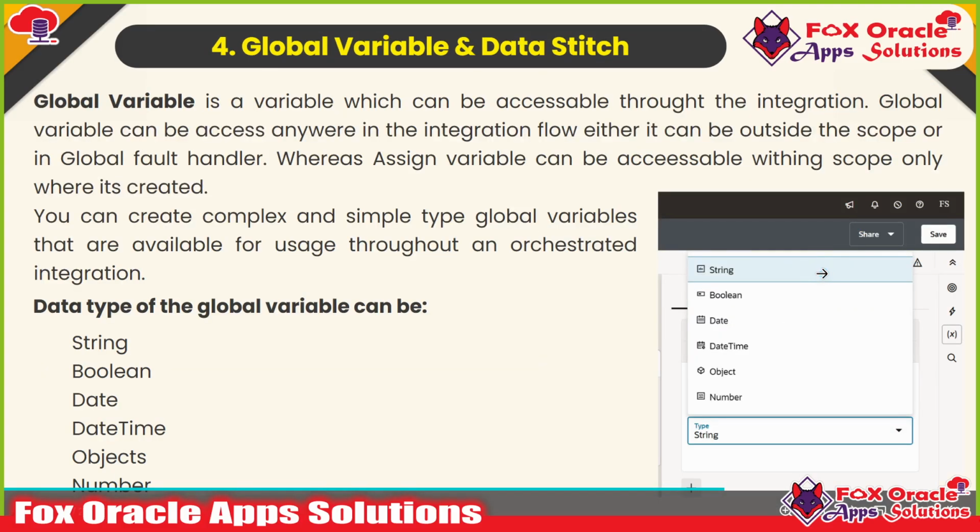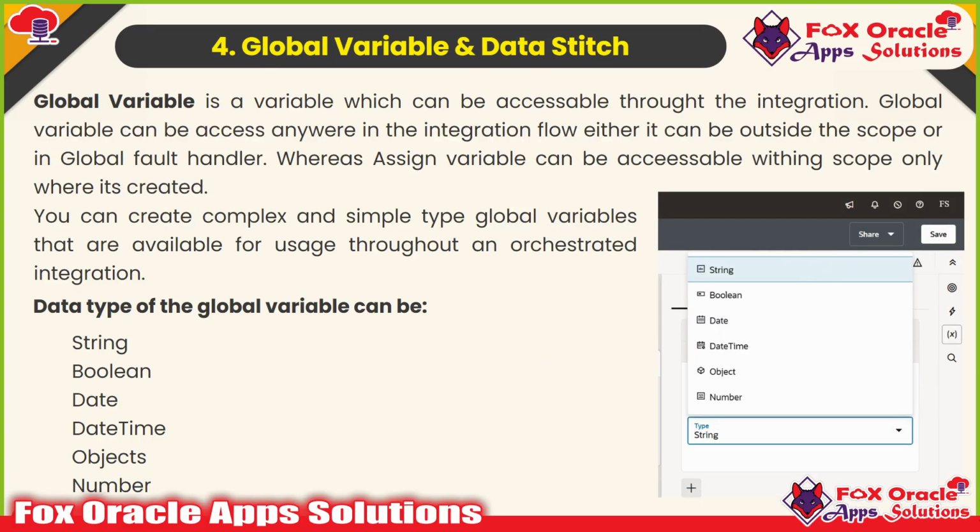So that's what we have in OIC to call a JavaScript function. Now we will talk about global variables. We have the option to create a variable using assign. When we create a variable using assign, we are creating a variable that can store only a single value, and the data type of that assigned variable will always be a string.